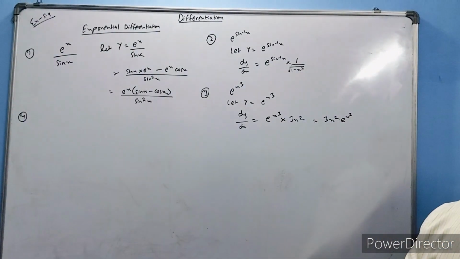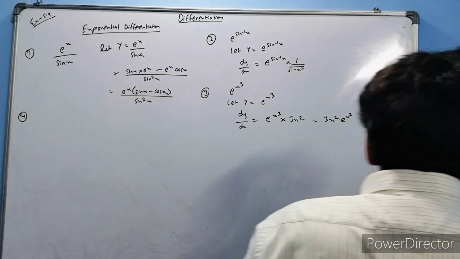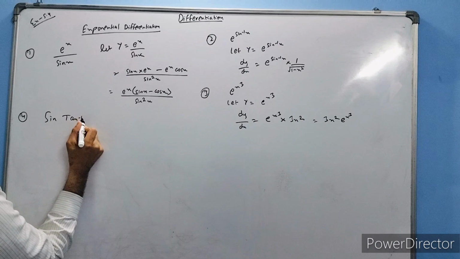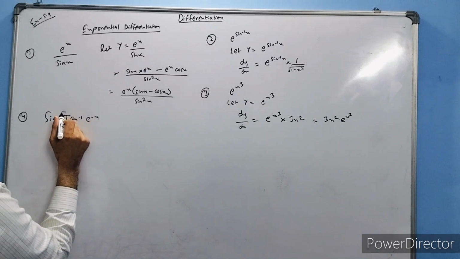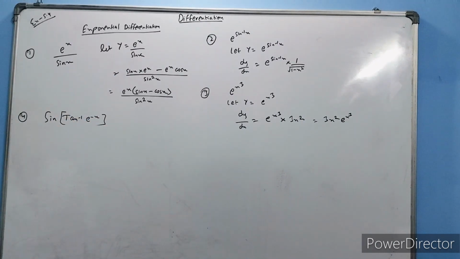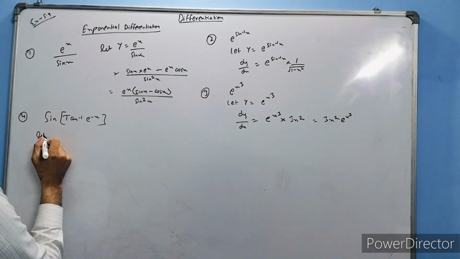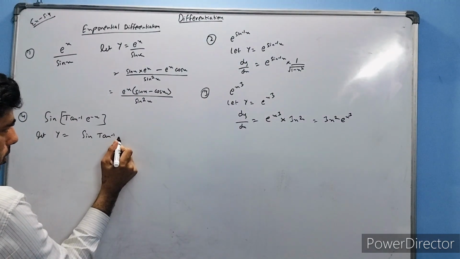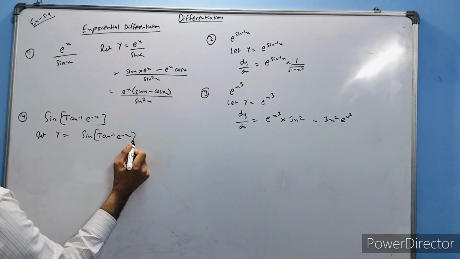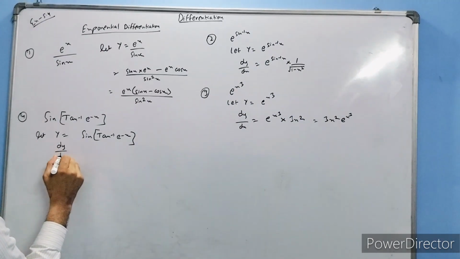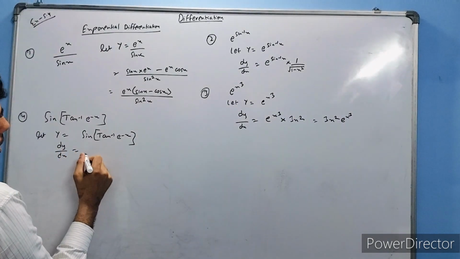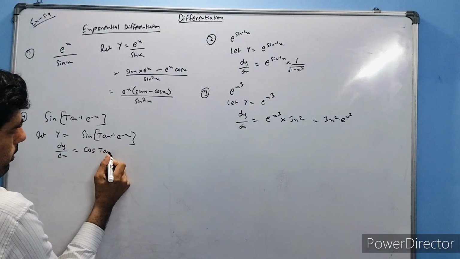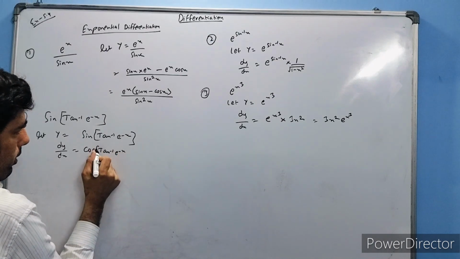Let's discuss, we have sin tan inverse e raised to power minus x. So how will we do it? Let y is equal to sin tan inverse e raised to power minus x. Now you can say dy upon dx is equal to differentiation of sin, which will be cos, and we have tan inverse e raised to power minus x.